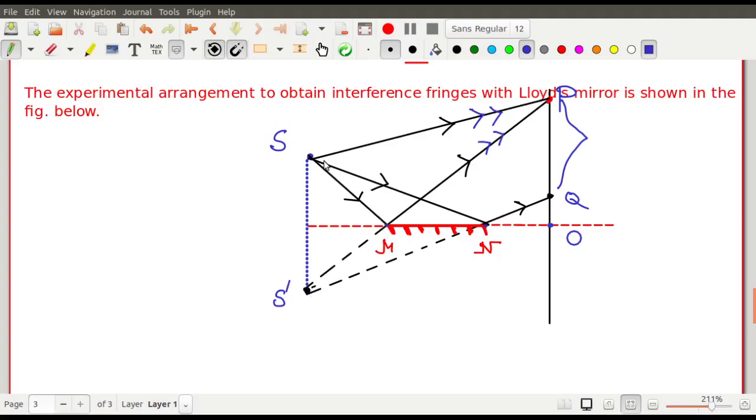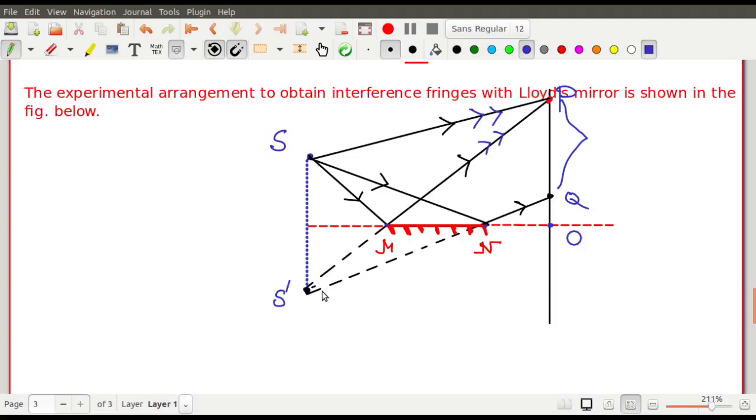One of the rays is coming to P directly from S, and another ray is coming to P after reflection on the mirror, which appears to come from S dash. If you look carefully at P, two rays actually come to P. One is directly from S and another is from S dash. Here S dash is the virtual source.